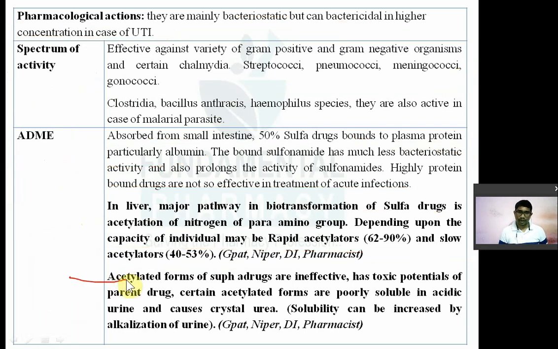These acetylated forms of sulfur drugs are ineffective, and they have a toxic potential of the parent drug. Means वो acetylated metabolite जो होता है वो antibacterial नहीं होता है and also has a toxic effect of parent drug. And also acetylated metabolite of this sulfur drug is highly soluble in the alkaline environment. Acidic environment में क्या होता है, poorly soluble होता है. So because of that poor solubility of acetylated metabolite, they get deposited in your kidney and cause crystalluria.